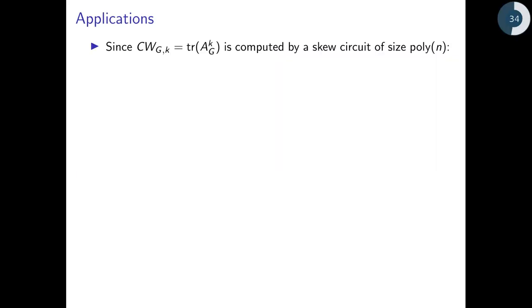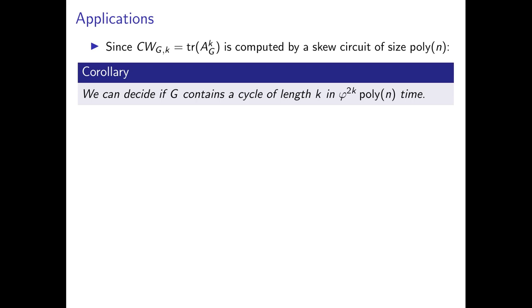Now let's return to the problem of detecting cycles. It follows basically by definition that the closed walk generating polynomial can be computed by a polynomial-sized skew circuit. And from this, it follows immediately that we can detect a cycle of length k in phi to the 2k times poly n time. Here I'm using the result of the previous slide, and I'm also using the fact that the only arithmetic operations we ever do involve small integers. But this will always be the case, essentially.